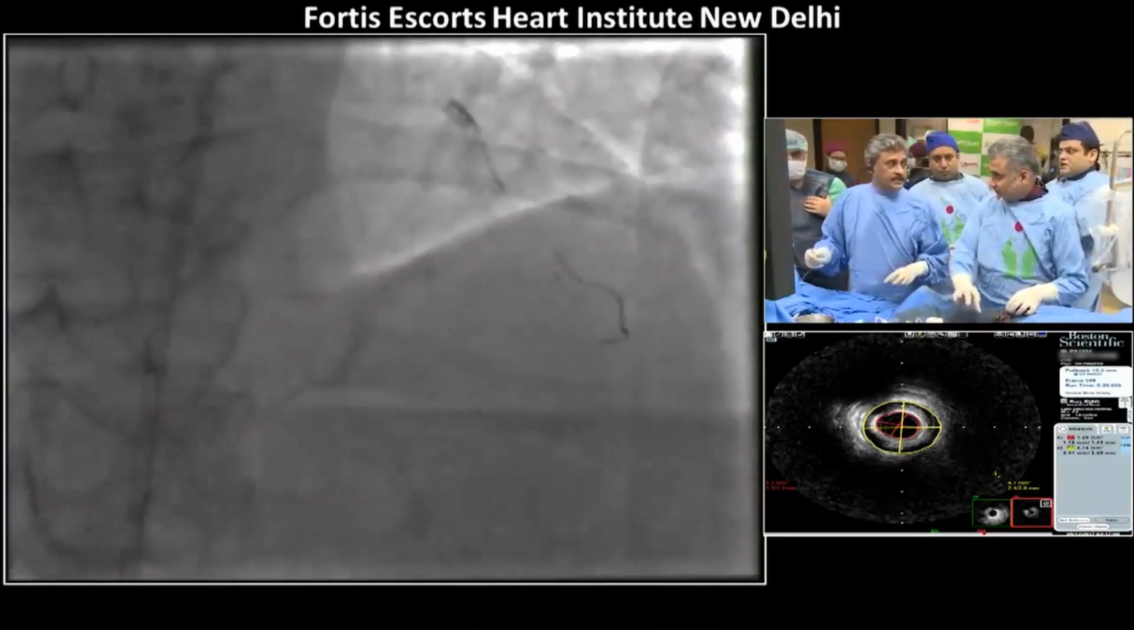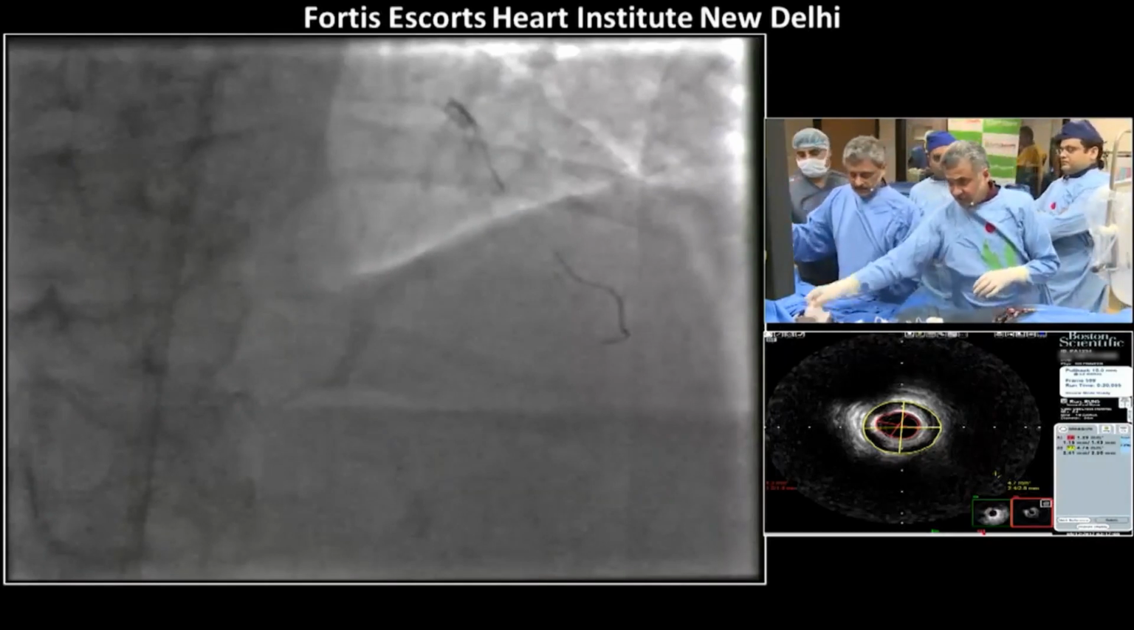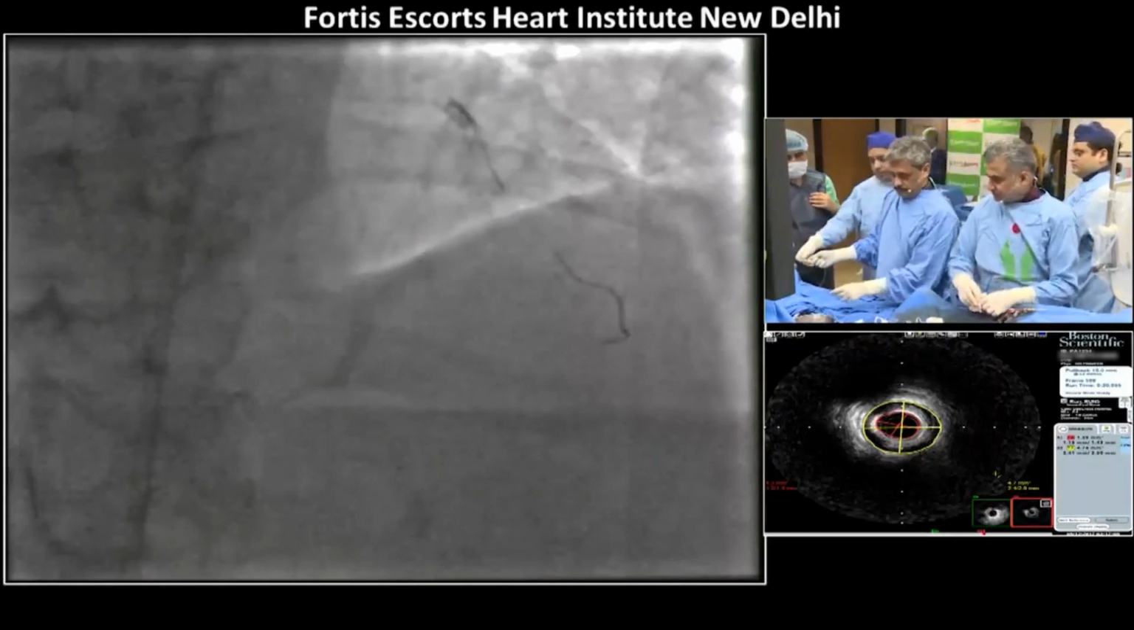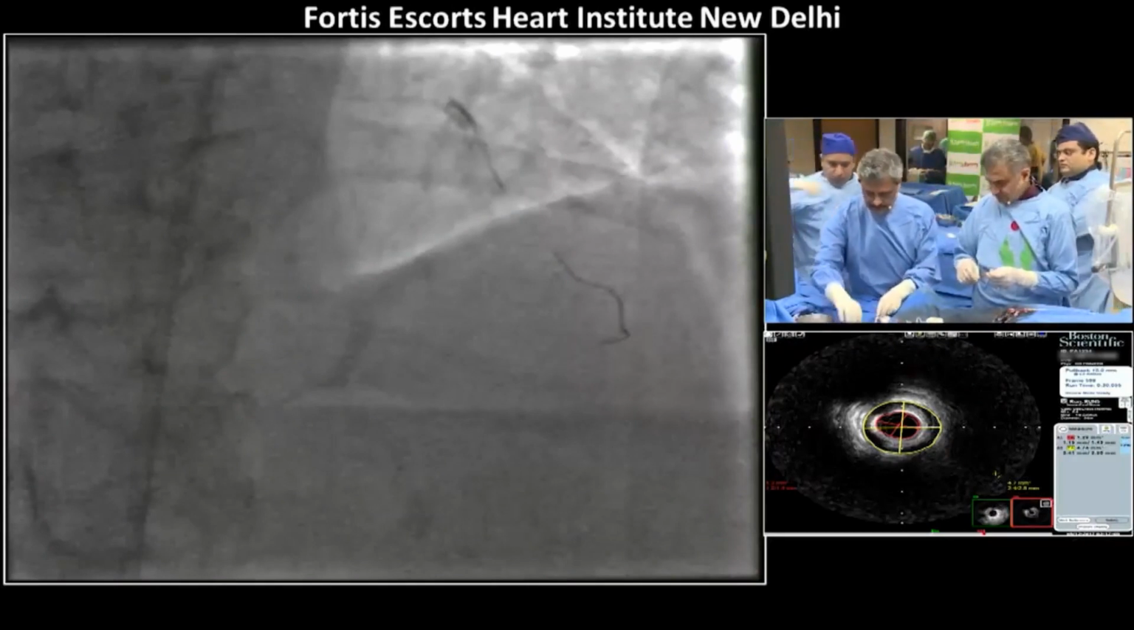What were the antiplatelets she was on? Clopidogrel or Brilinta or something? She's on clopidogrel. I would change her to ticagrelor or Brilinta in this case, and I would see how she does. Do the best you can.